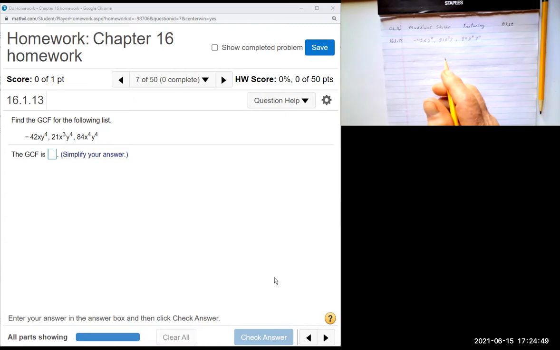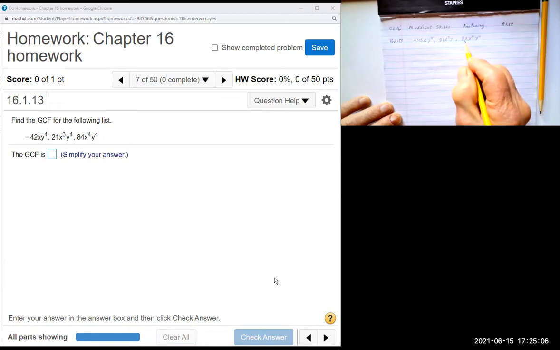In this problem, we're asked to find the greatest common factor between the three different terms. If we look at the numerical parts, 42 happens to be made up of 21 times 2. This is 21 times 1. And this is 21 times 4. So the largest numerical factor is 21.